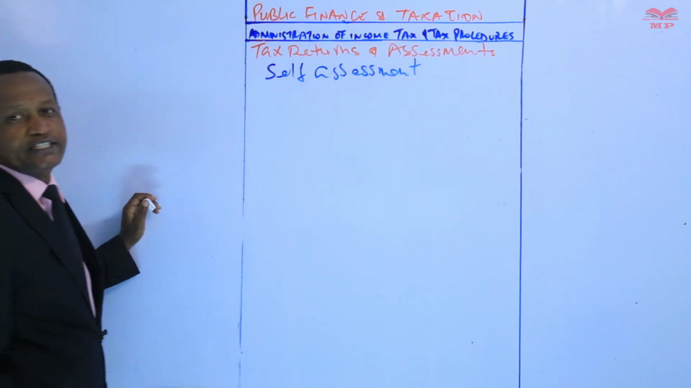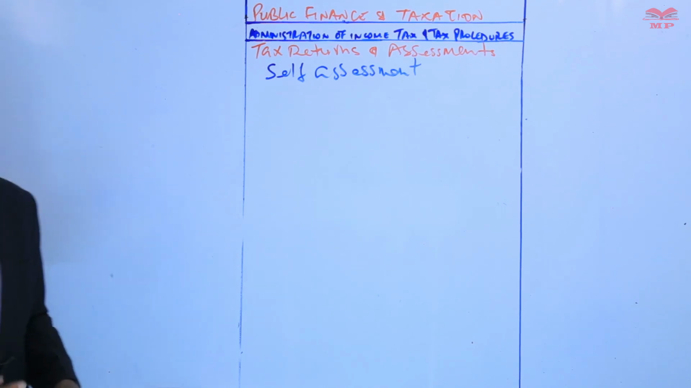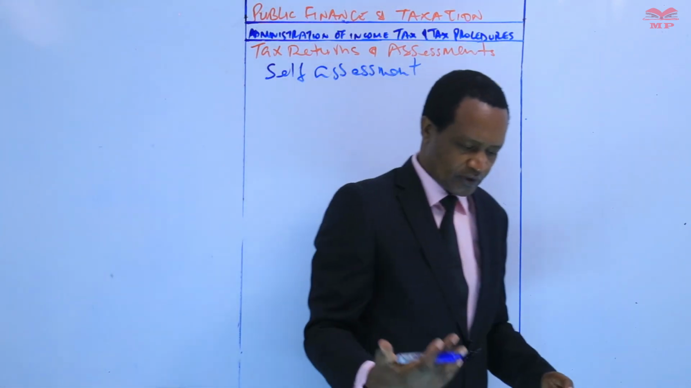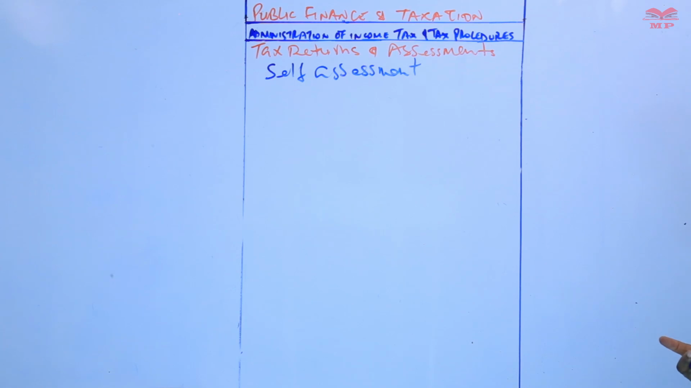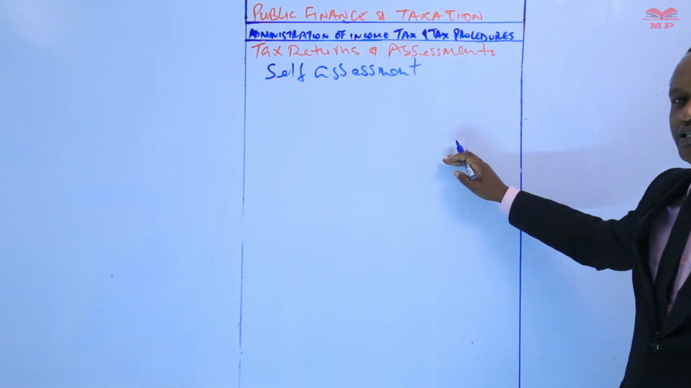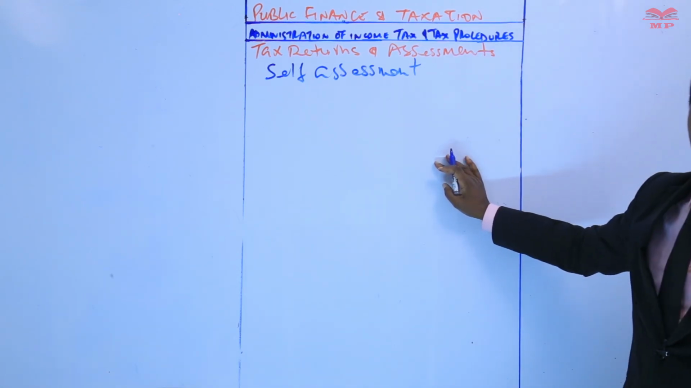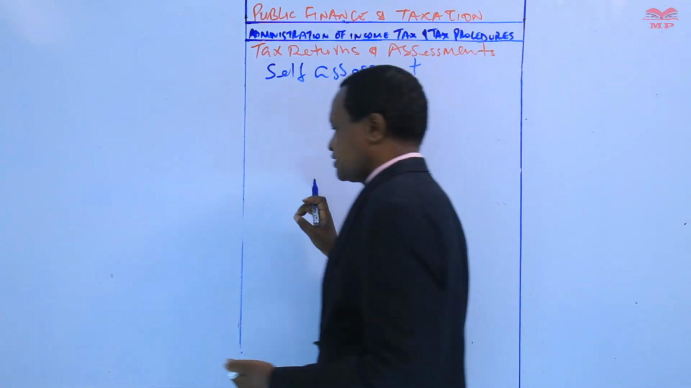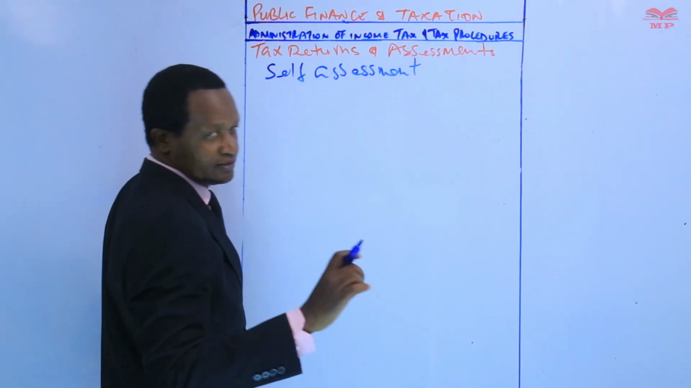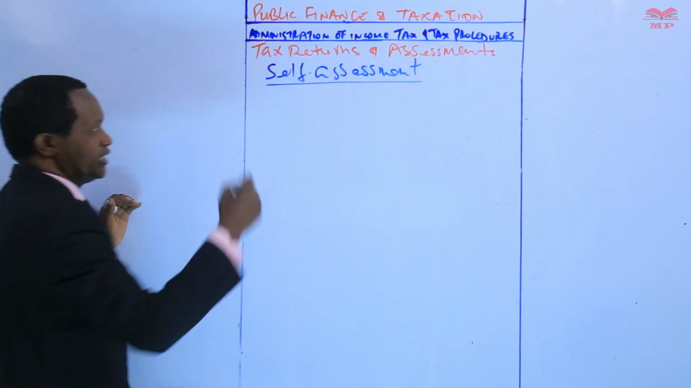Self-assessment. That is in line with Section 28 of the Tax Procedures Act. Now, Kenya operates largely on a self-assessment system. That means that the responsibility lies with the taxpayer to determine if they have a tax obligation. You understand? Taxpayers assess themselves. That is what self-assessment means. Self-assessment means to assess yourself.